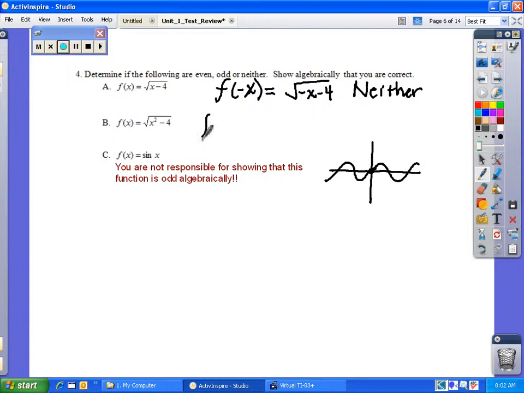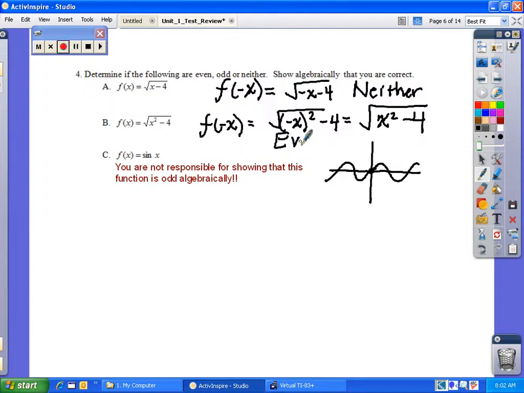For this function, you're going to plug in again negative x. So you're going to get the square root of the quantity negative x squared minus 4. And if I take negative x squared, that's just going to give me x squared minus 4. So notice that I get back the same function that I started with, so therefore this is an even function.